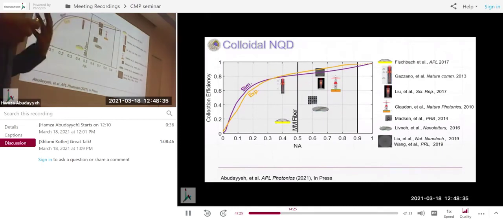So we show that this is actually quite broadband. Like the operation is very broadband. This is the unique feature of this antenna.